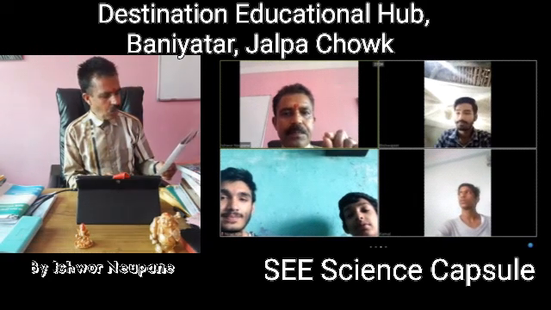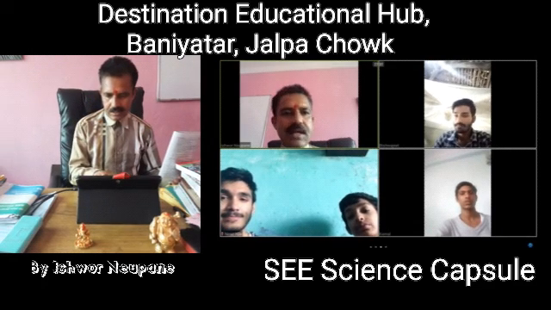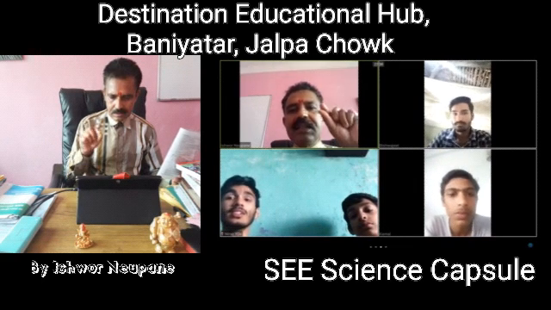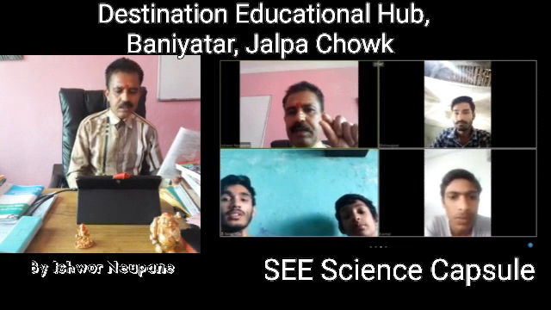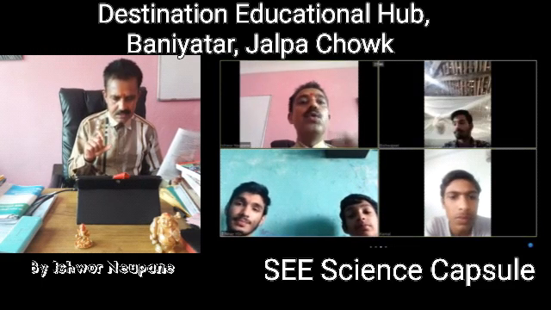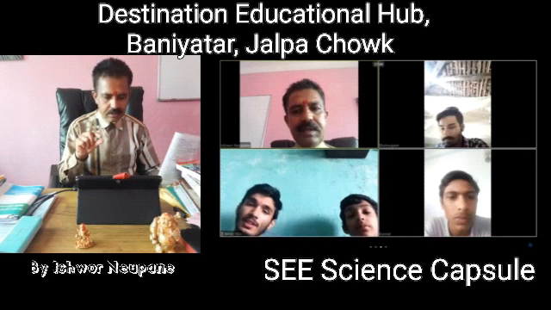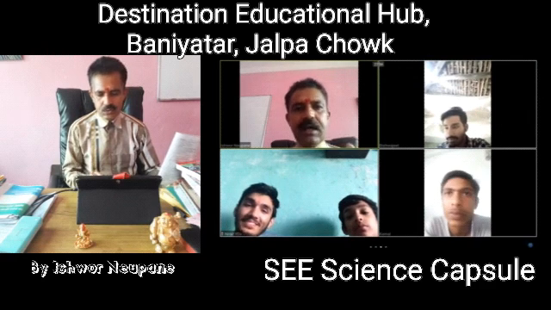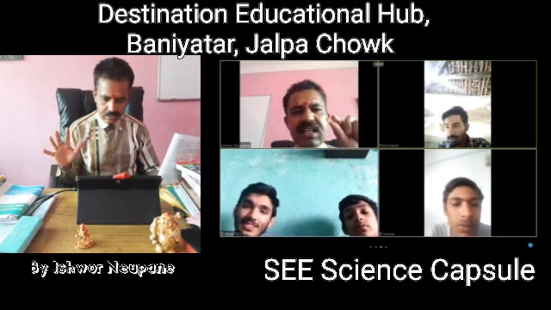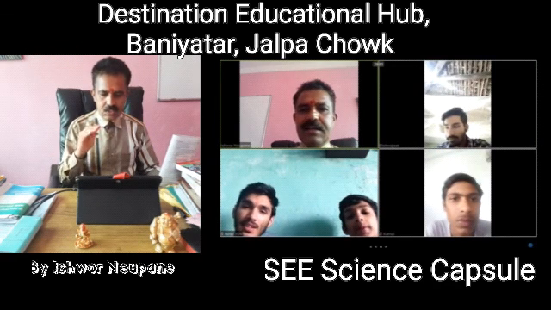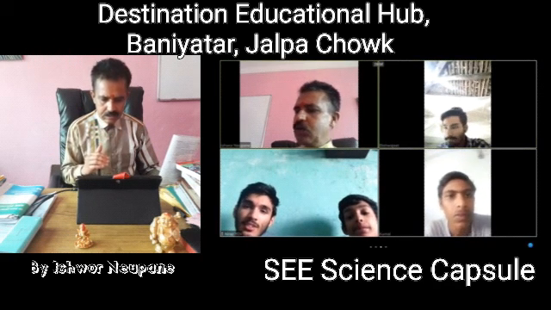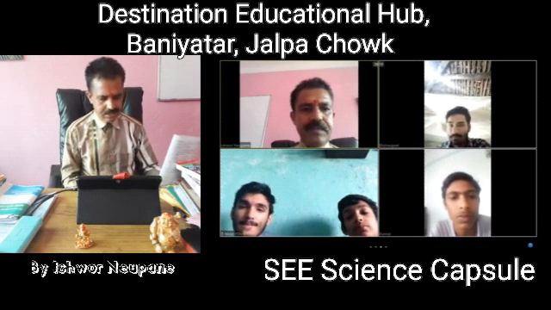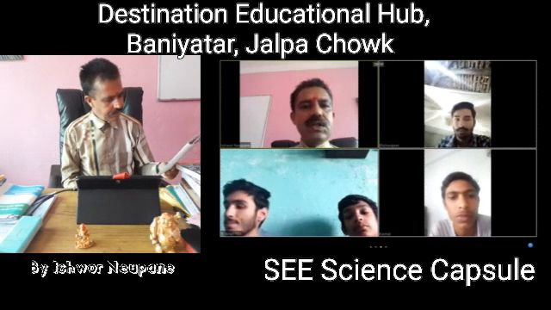Next one is, what is ozone hole? The region just above the Antarctica, where there is a thin layer of ozone, is called ozone hole. You got the idea? The region just above the Antarctica, where there is a very thin layer of ozone gas, is called ozone hole.